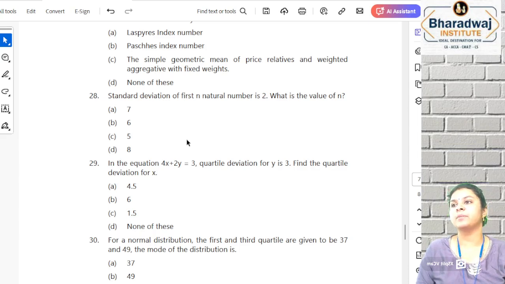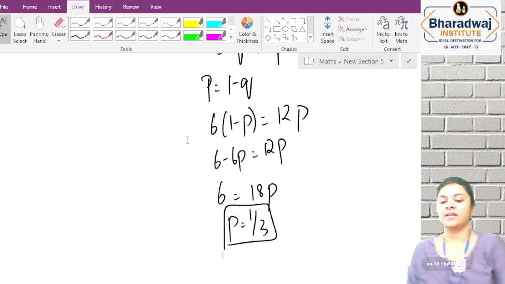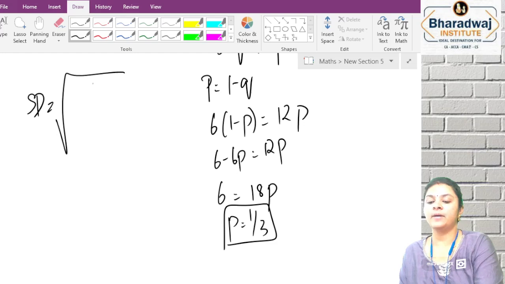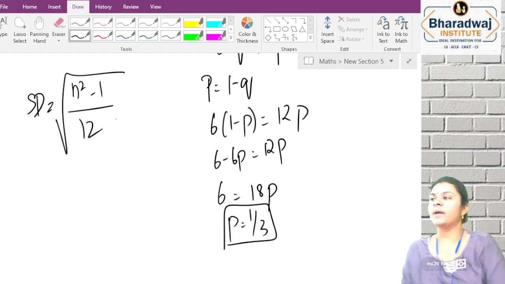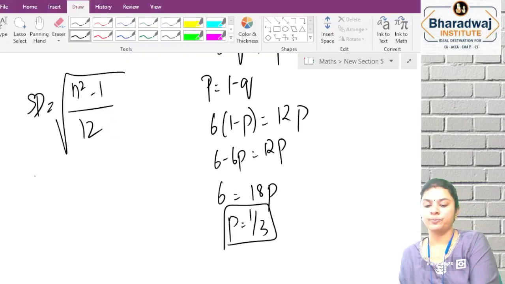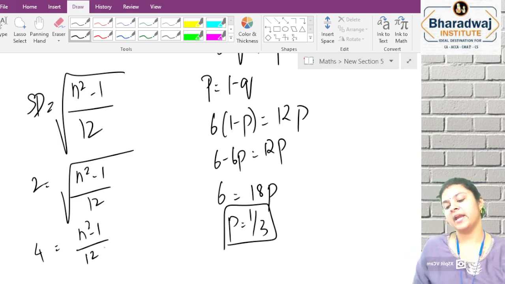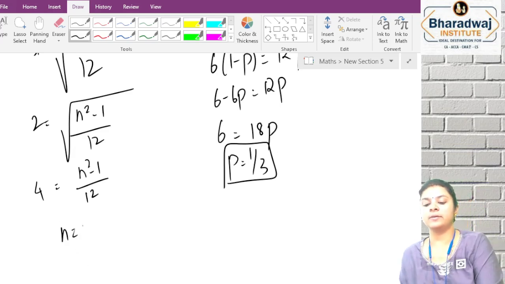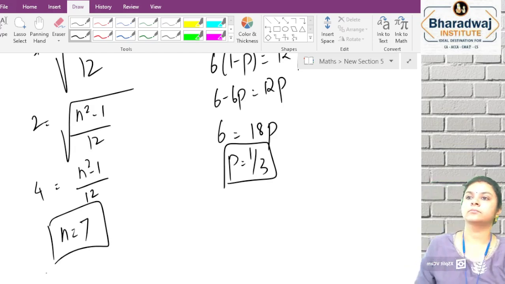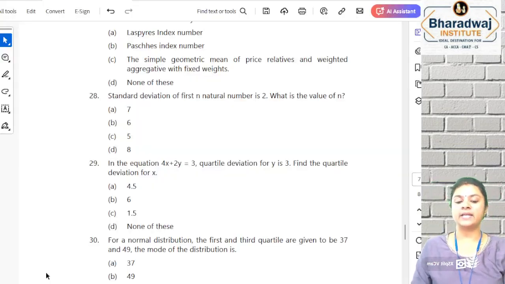Standard deviation of natural numbers formula: root of n square minus 1 divided by 12. Standard deviation of n natural numbers is equal to root of n square minus 1 divided by 12. So standard deviation is 2. 2 is equal to root of n square minus 1 by 12. Squaring on both sides, 4 is equal to n square minus 1 by 12. 48 plus 1, 49. So n is equal to 7. This is the formula for the first n natural numbers.